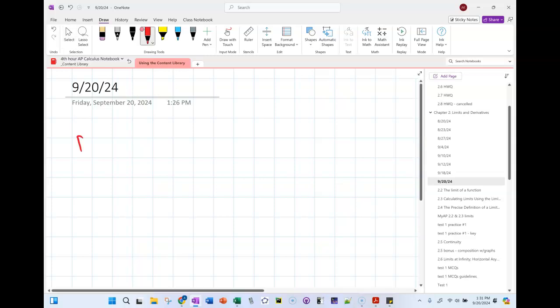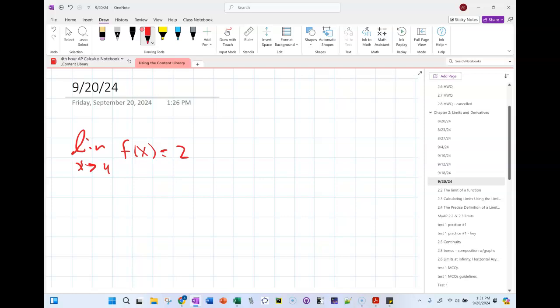So if you look at the graph, we notice that the limit as x approaches 4 of f of x is equal to 2, right? That's the inside piece. But look at how it's approaching 2. It's coming up like this, right? So it's approaching 2 from below. You guys see that?